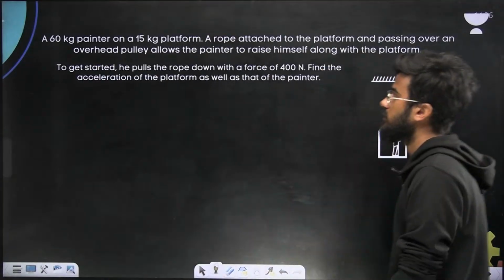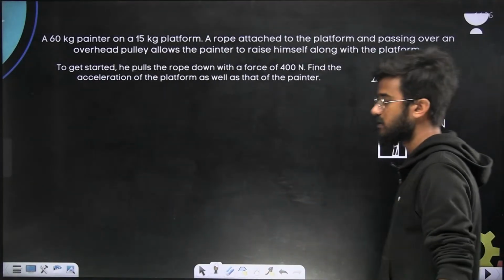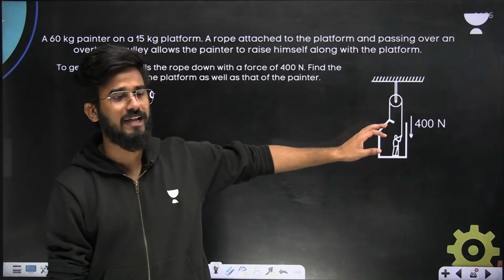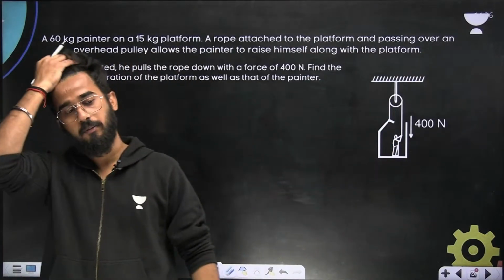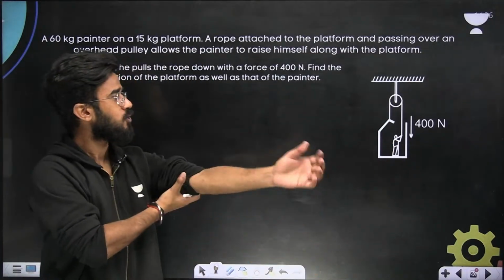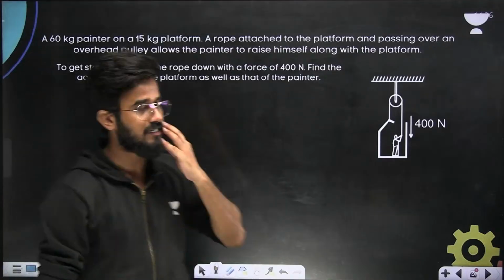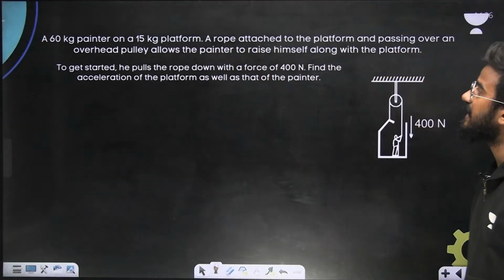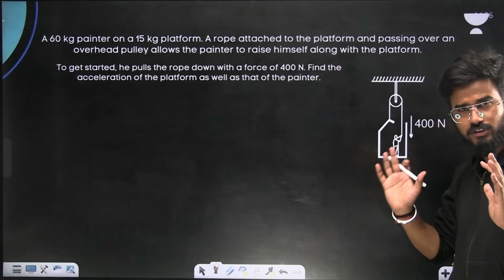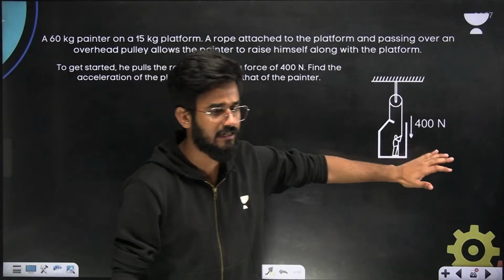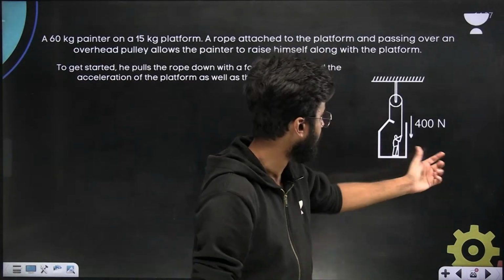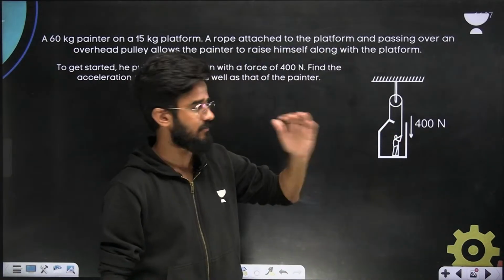Now this is a good problem. This kind of problem is also in the H.C. Verma book, you can find this kind of problem there. So we'll just read this problem. A 60 kg painter. Can you see the figure very clearly? Okay, great. Now this is one of the good problems.